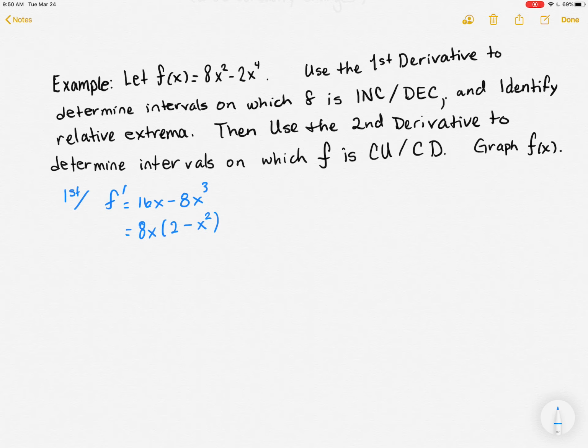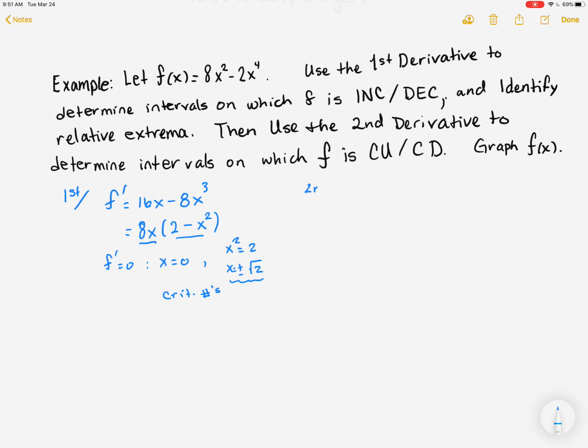Now let's set each factor equal to 0. This factor is 0 when x is 0. And this factor is 0 when x squared is equal to 2, and so that's when x is equal to plus or minus the square root of 2. So I have 3 critical numbers. This is important. If you can't factor something and you've got an x squared, make sure you get both square roots.